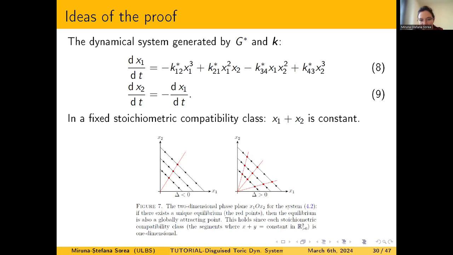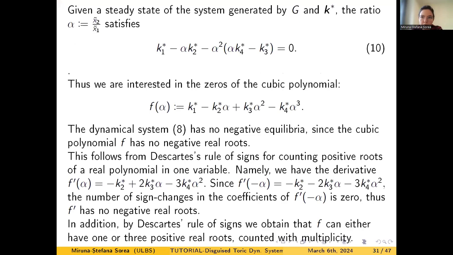But that was nice for us. We were happy to have this, and we could then say that, look, these are examples of unique equilibrium in systems that are not disguised toric. So now, just a slide with a bit more details.